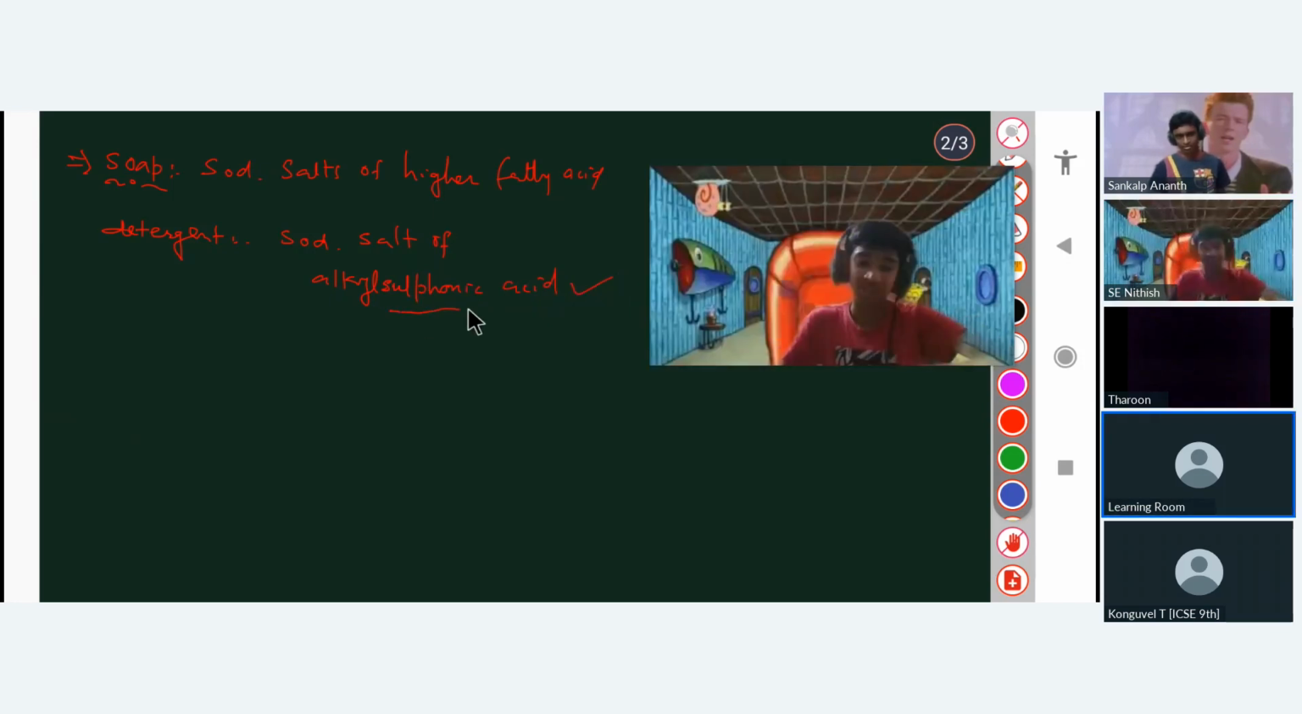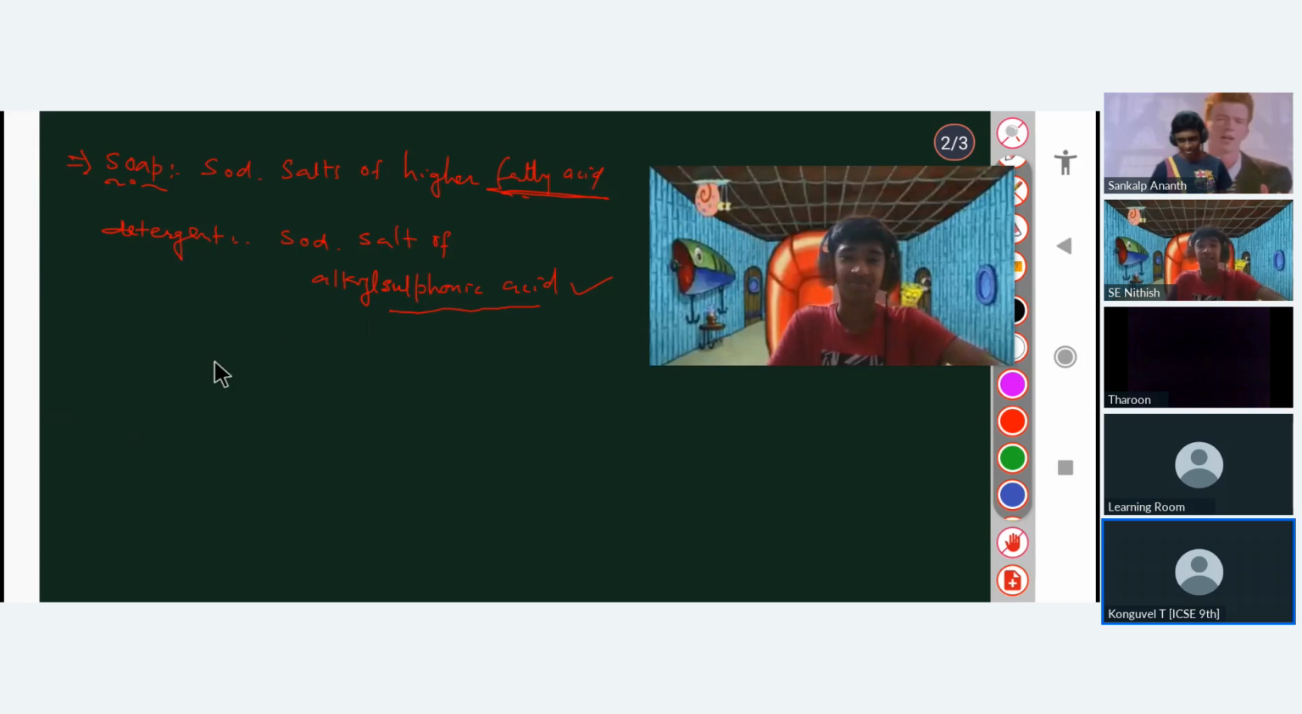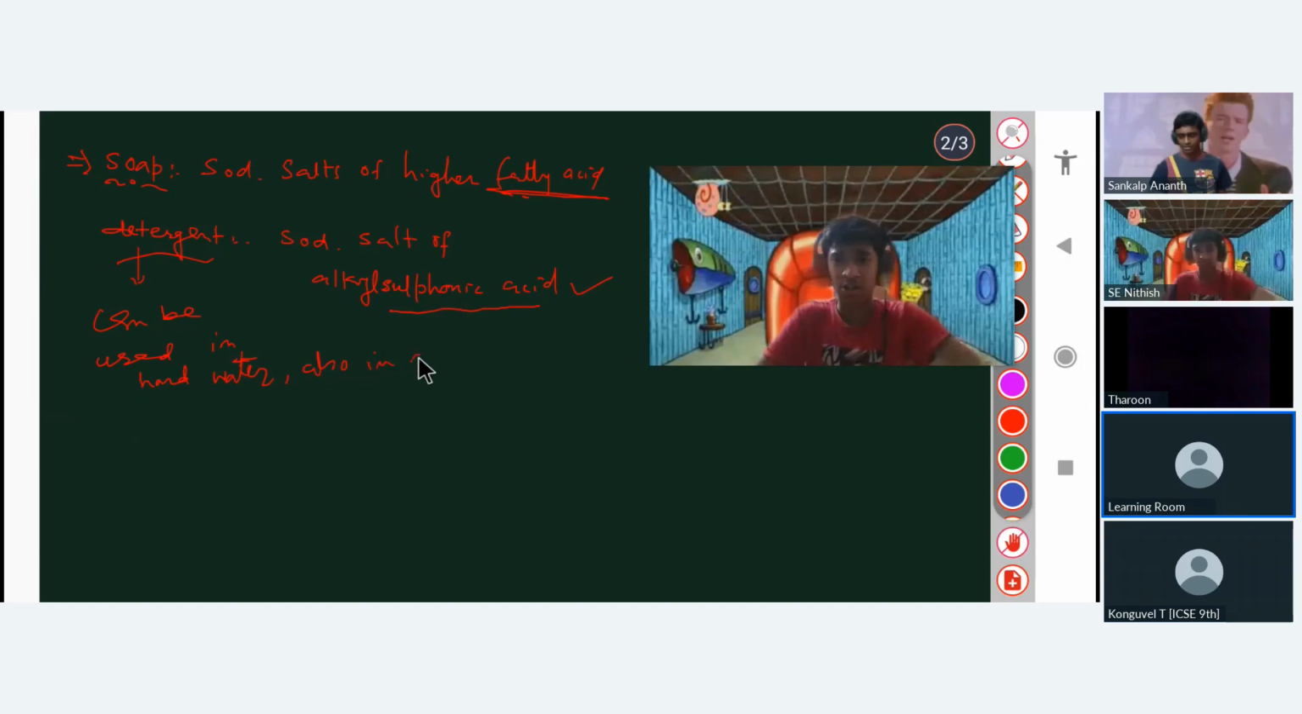So the functional group here is the sulfonic acid, and here it is the higher fatty acid. Detergents are preferred over soaps because detergent can be used in hot water also. Soaps cannot be used in hot water, right? And in acidic water we can use detergent but not soaps.